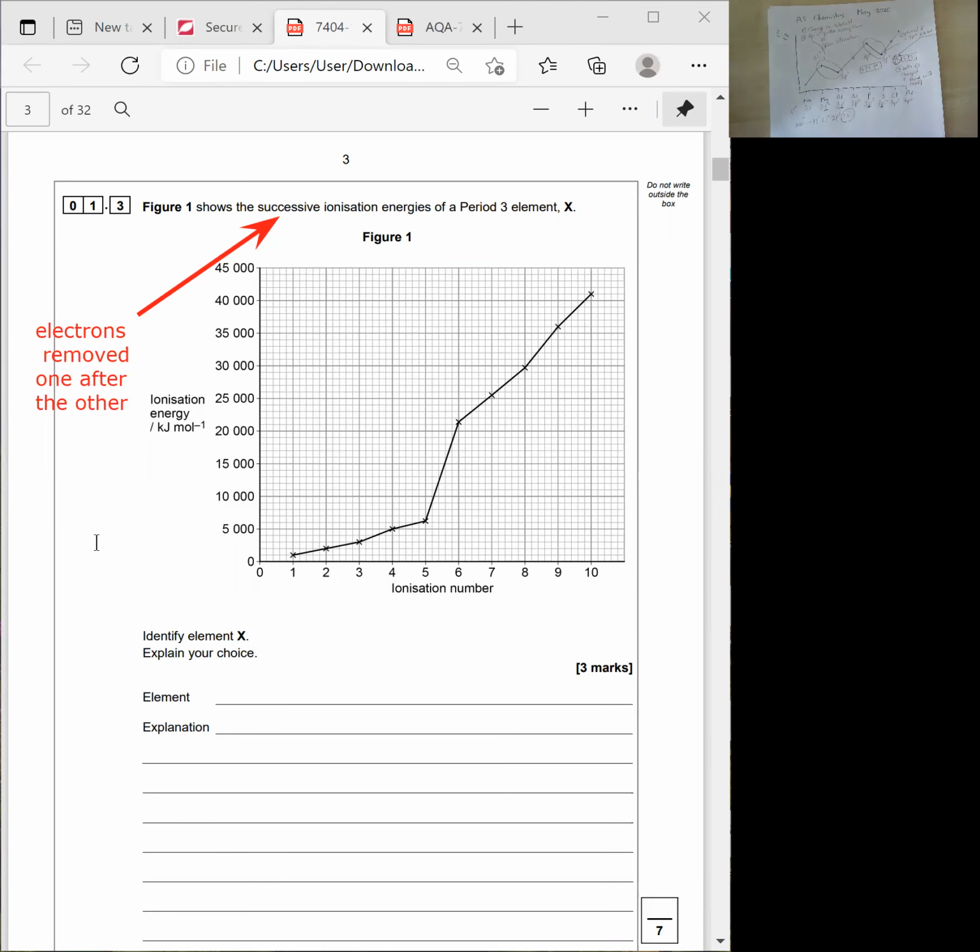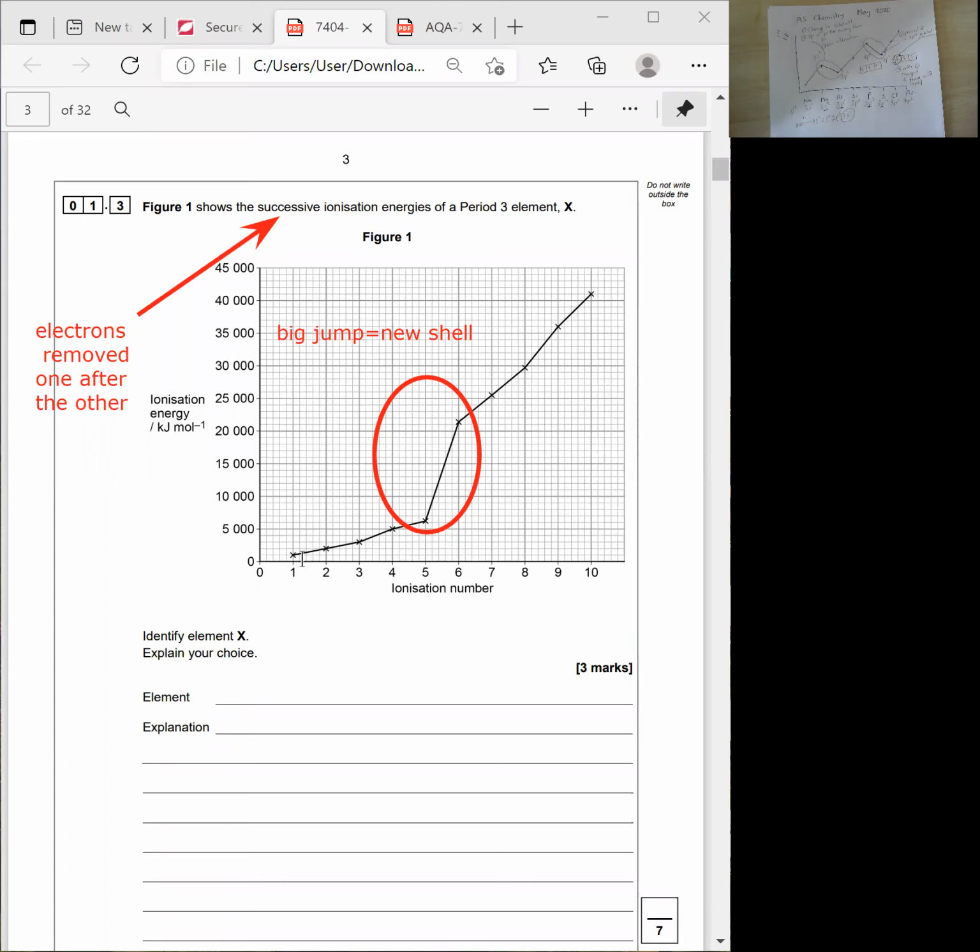That's what successive means. So you've got an element X giving you the first 10. As you can see from there, it's giving you the first 10, because you've got 10 ionization energies, and you need to identify it. What I would really focus on, if you're trying to identify something, is this part here, because this part refers to the big jump. So there's a big jump in ionization energy. A big jump means new shell.